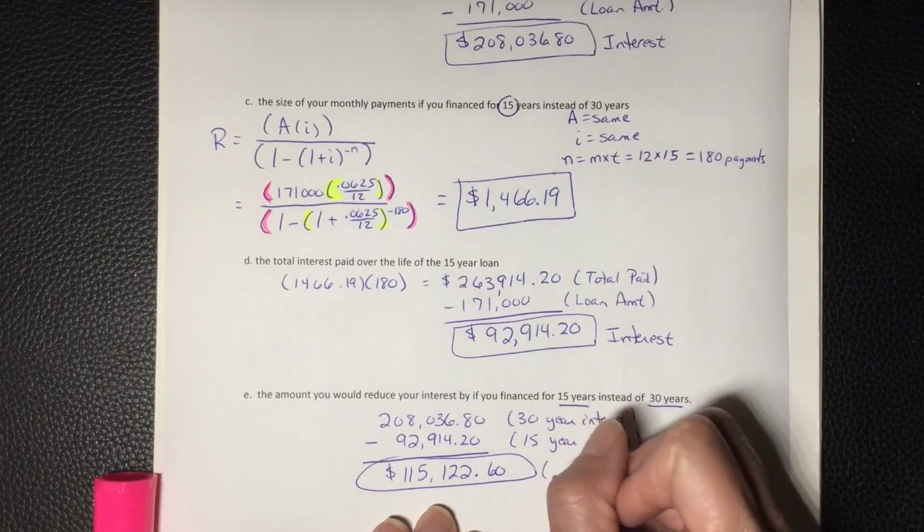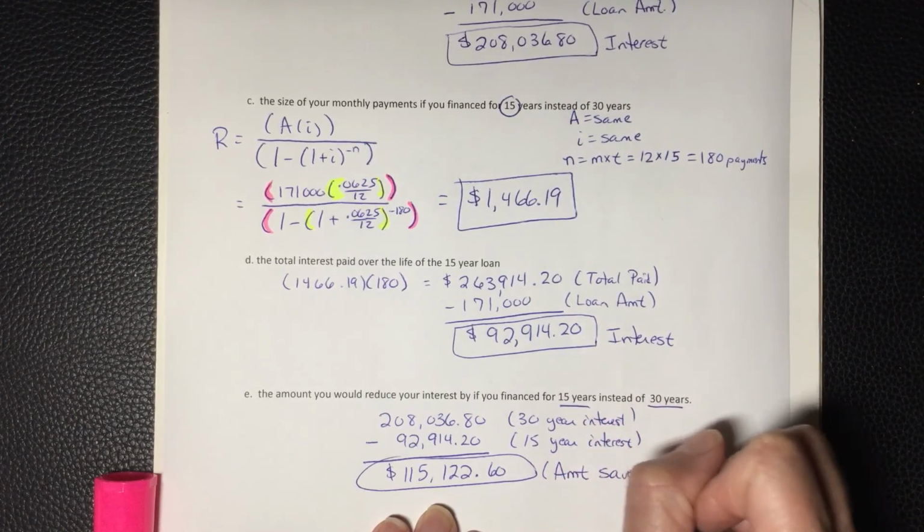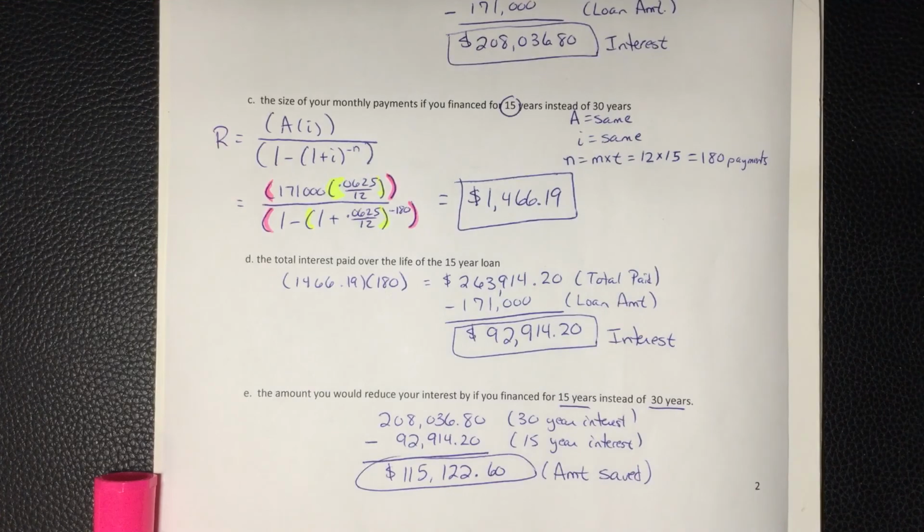So if you can afford to bump your payment up from $1,052 to $1,466, over the life of the loan, you would save yourself $115,000. In addition, you would have your house paid off in 15 years instead of 30. So then you wouldn't have a mortgage after the 15 years.